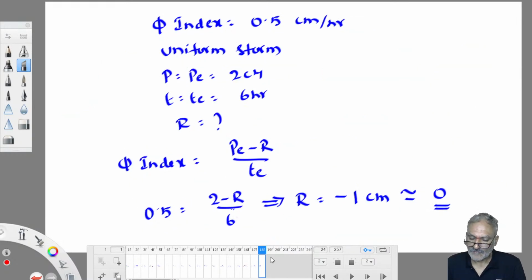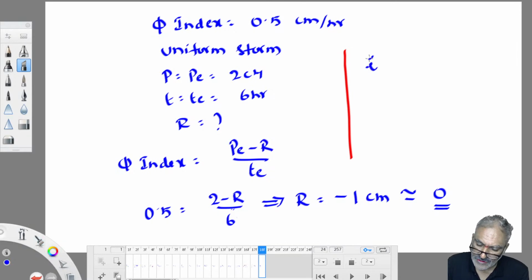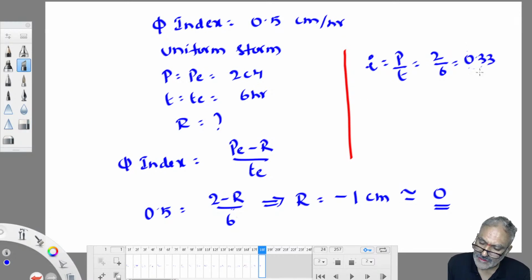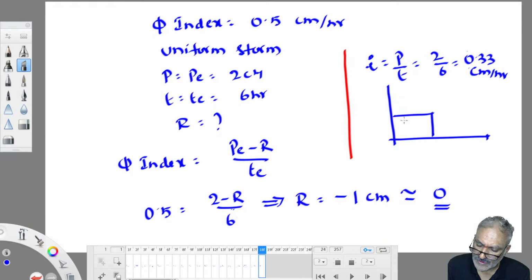Why is it 0? The reason being, if you work out I value for this, I is equal to P by T. So that is 2 by 6, 1/3, that is 0.33 centimeter per hour. So this is I value, 0.33 centimeter per hour in a 6 hours storm, whereas pi value is 0.5. This is pi index.